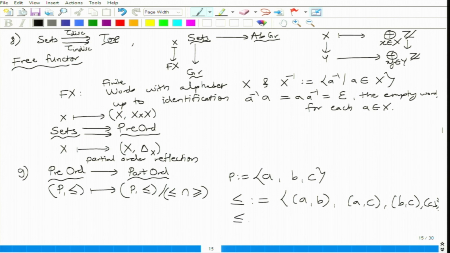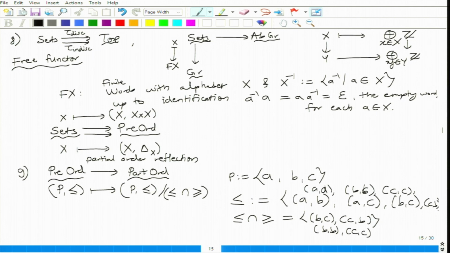So less equal here, let me just complete it. This will be BC and CB. So you have to quotient out by this relation, and of course I did not mention AA, BB, CC. That has to be considered as well. So here I will add AA, BB and CC in this collection, and then I take the quotient. So basically B and C are identified and it's just a two element chain.